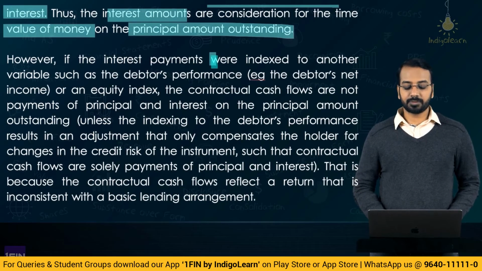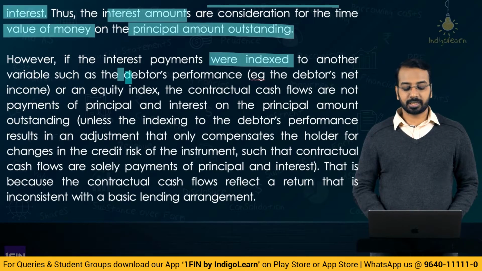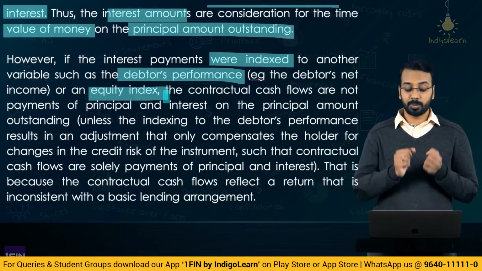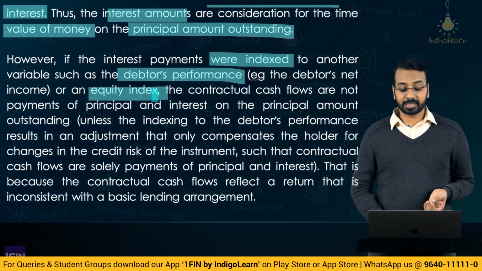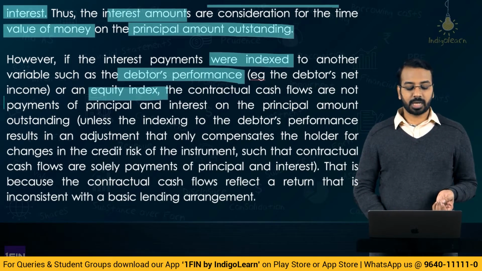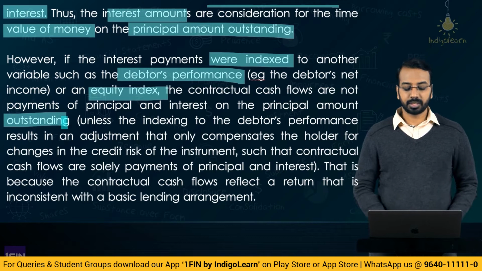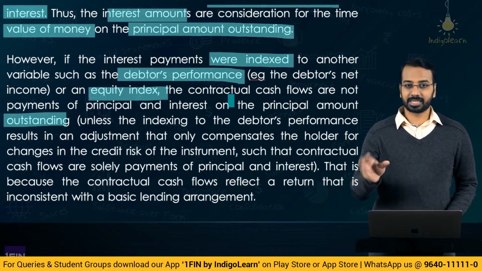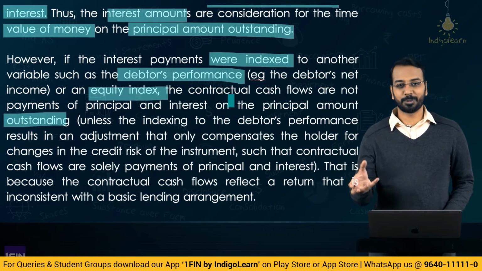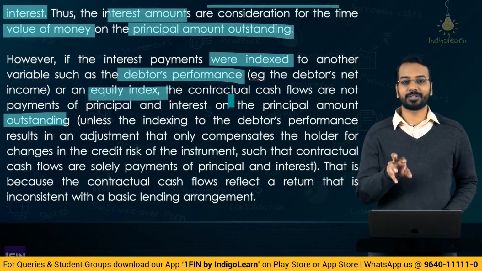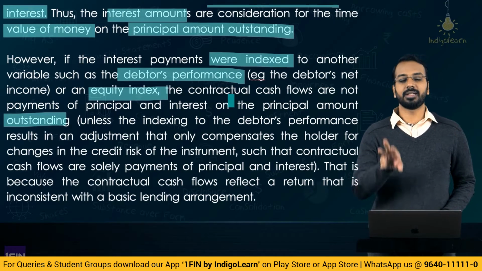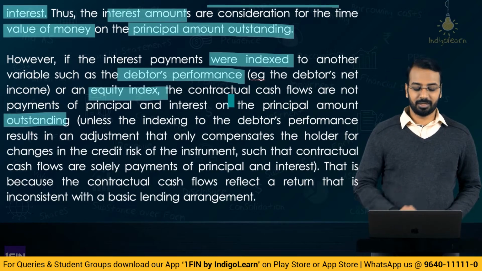However, if the interest payments were indexed to another variable such as the debtor's performance, the income of the debtor, or an equity index which cannot be predicted, or maybe a commodity price, then the contractual cash flows are not payments of principal and interest on the principal amount outstanding. So, if it is linked to something else like a debtor's performance or commodity prices, then the contractual cash flows do not solely represent the repayment of principal and interest.